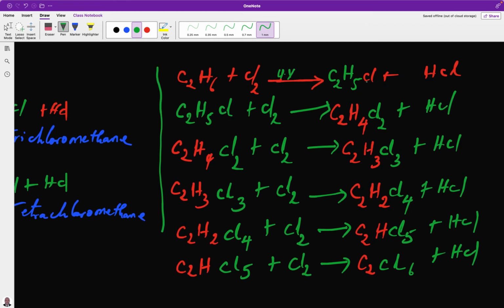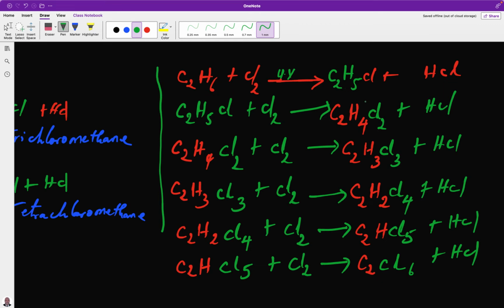From ethane, which has 6 hydrogen atoms, all of them are being substituted by a chlorine atom. When the bond of a chlorine molecule breaks, one of the chlorine atoms comes to substitute the hydrogen from the ethane, and it results in a chloroethane molecule with a hydrogen chloride that is being formed. So one hydrogen has been substituted here.